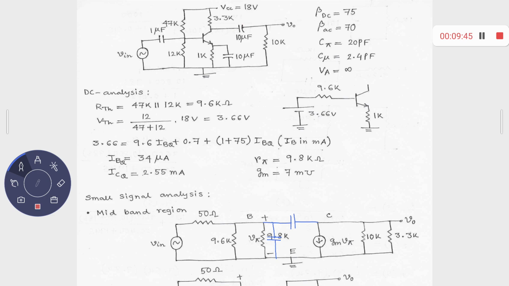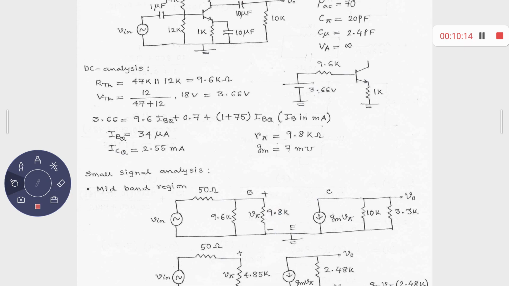So what about your impedance? You know the impedance is given by 1 upon sC. So as C is less, your impedance is more. So here C is less, pico. These capacitors like C pi and C mu are in the range of picofarad. C is less, so therefore the impedance is large. So if the impedance is large and they are connected in this manner, you can just neglect them at mid-band region. Okay.